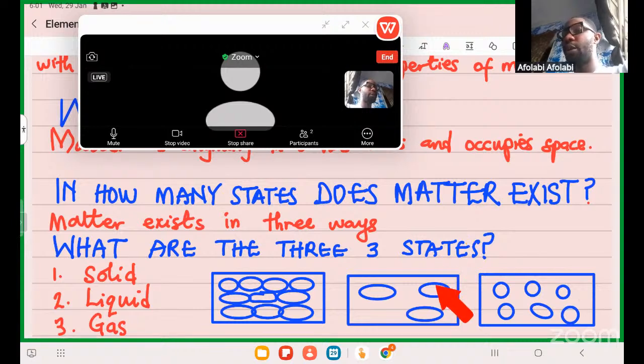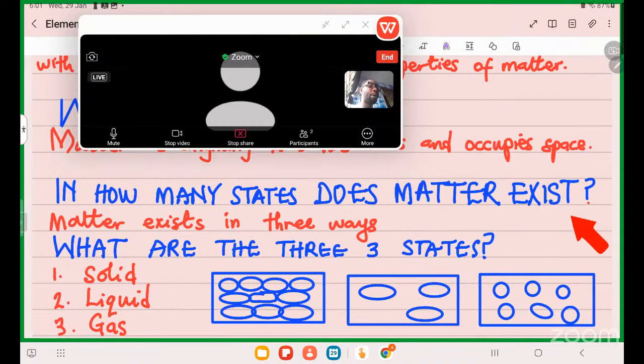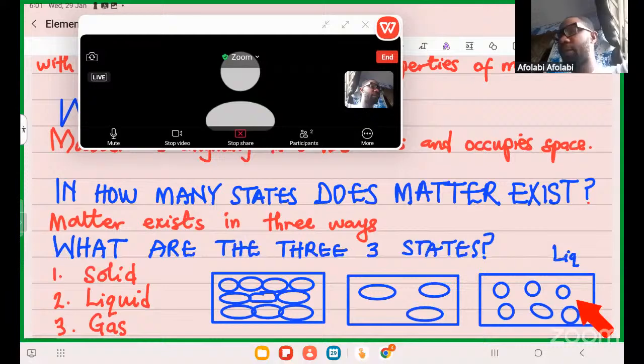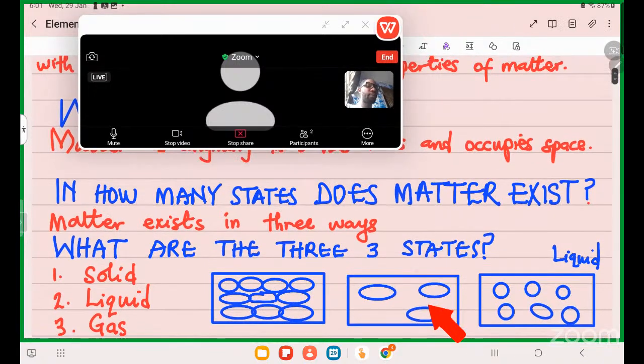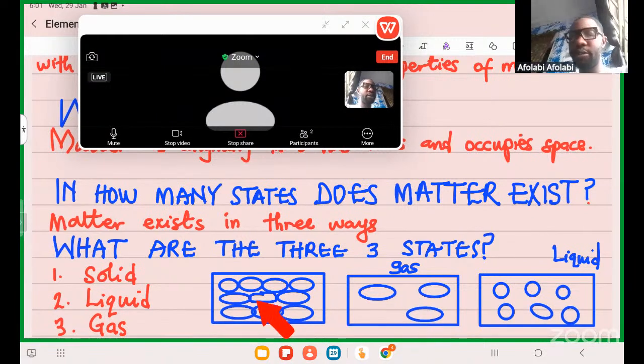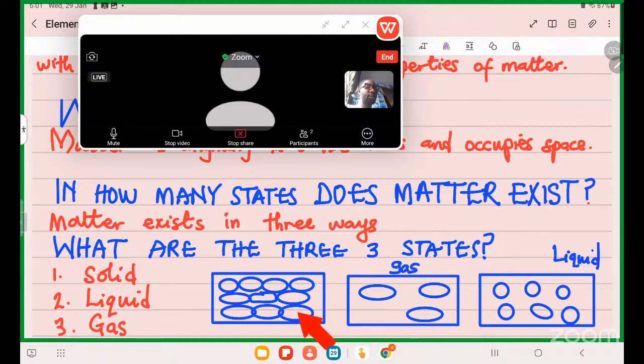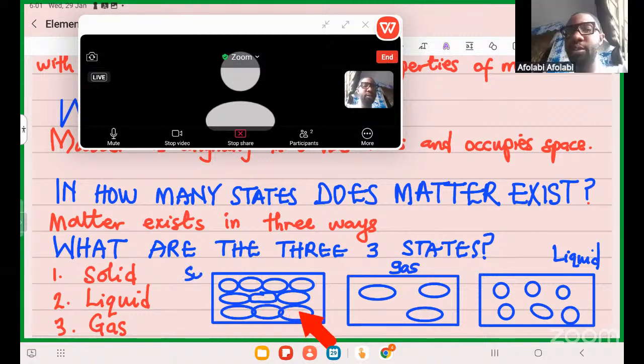So now, is this liquid or is this liquid? One is liquid, one is gas. Which one is liquid, which one is gas? The one on the far right is liquid, because the particles are closer together. Very good. How about the one here? Gas. Good. Impressive. And this one is solid.